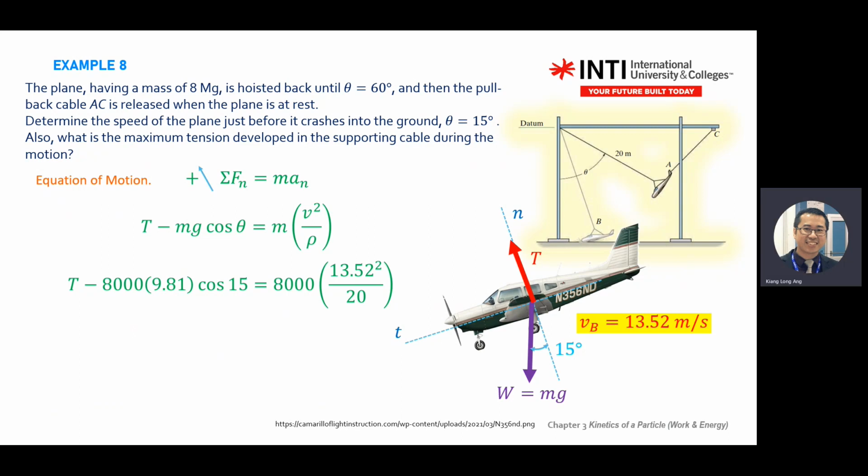We are interested in position B, where the angle was given here. Yeah, here is 15 degrees. The angle 15 degrees is here. Before the crash you have two angles. One is before you cut the rope, which is 60. The question asks what happens when it reaches the ground, 15 degrees here. You need to draw a triangle and then shift here and there.